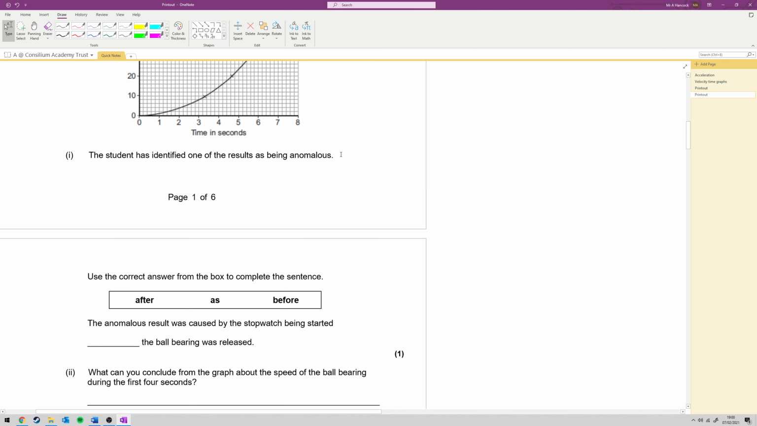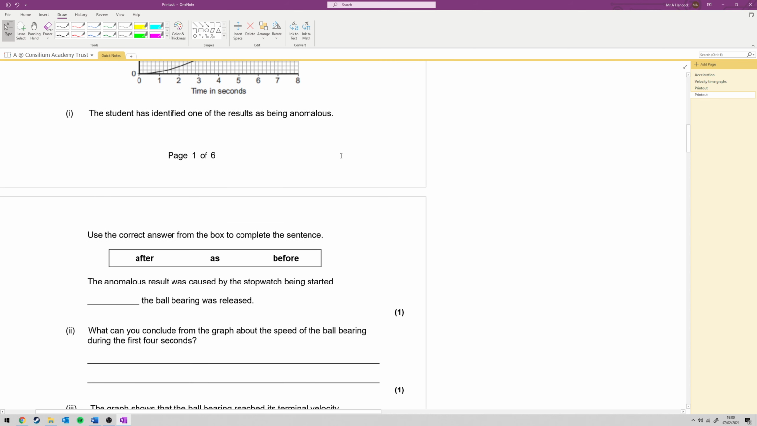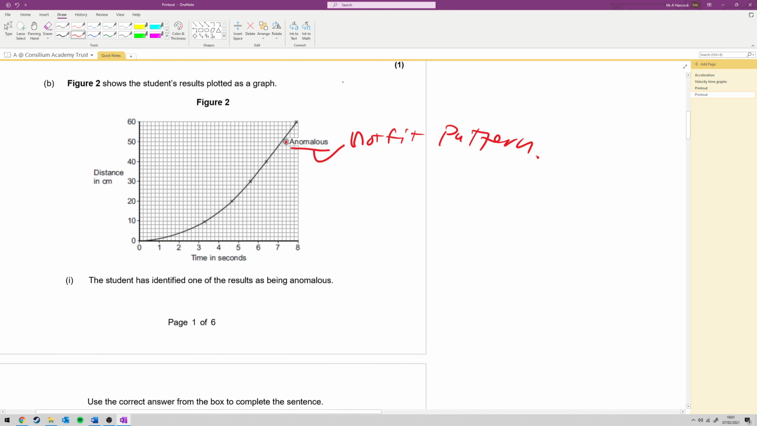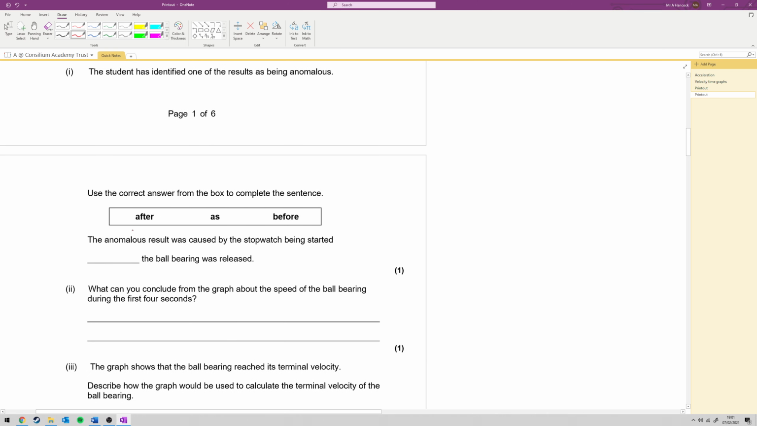Now, use the correct answer from the box to complete the sentence. The anomalous result was caused by the stopwatch being started before, after, or as the bearing was released. Now let's have a look. It looks like it should have been 50, but the timer was too long. So the timer was stopped too late. So if the timer was too long, you must have started the stopwatch before the ball bearing was released.